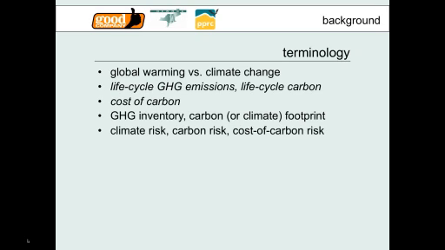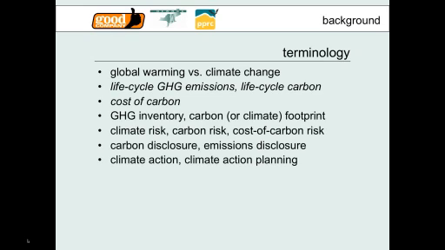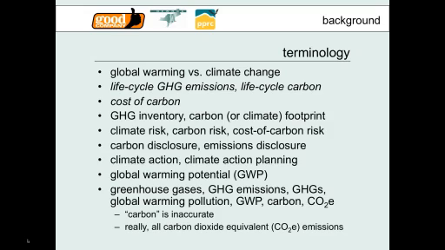Climate risk, carbon risk, cost of carbon risk, these are all just the risks for an organization associated with these things. Carbon disclosure and emissions disclosure, I've found, surface a lot when people talk about reporting. They really are, it just means putting information on your climate performance in the public domain. Climate action or climate action planning just means taking action on these things, separate from just disclosing your emissions. Global warming potential, we'll say more about in a moment, referring to different greenhouse gases and their impact on warming.